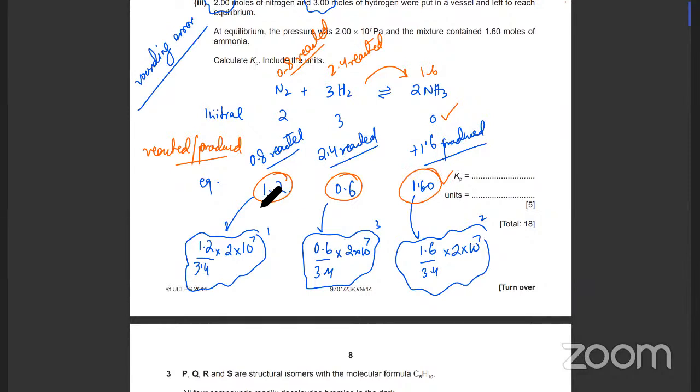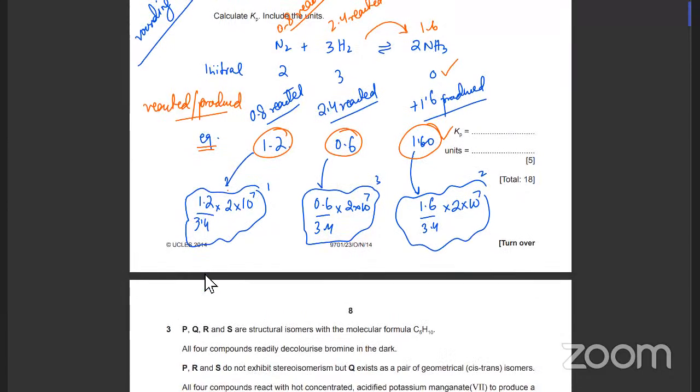Okay, how do you find partial pressure? What's the formula of partial pressure? That's mole fraction multiplied by the total pressure. So the mole fraction is at equilibrium. At the end of the day, at equilibrium, you've got 1.2 moles of this, 0.6 of this, and 1.6 of this. So that's your total moles. And so the mole fraction is 1.2 out of the total, which is 3.4.